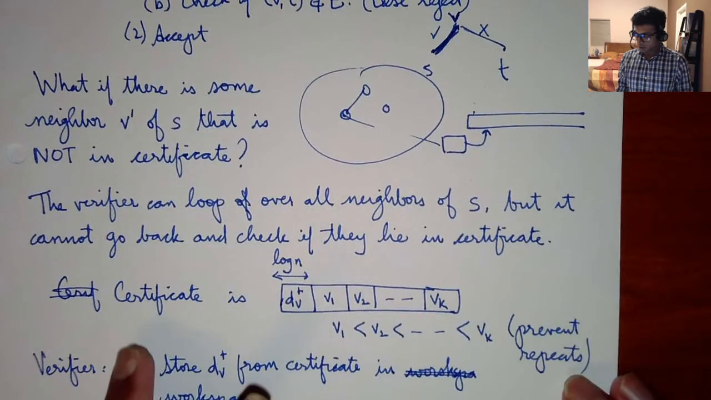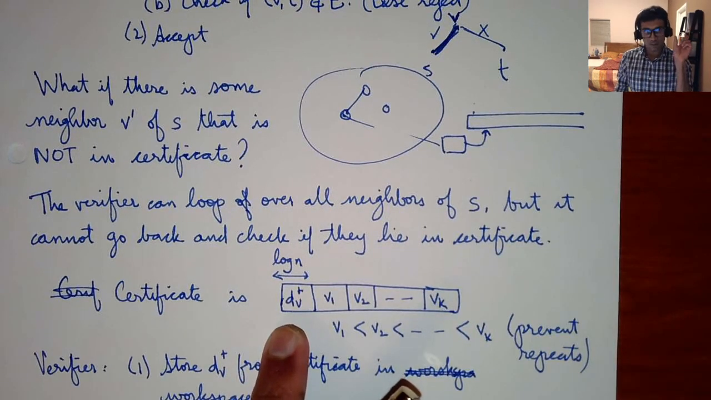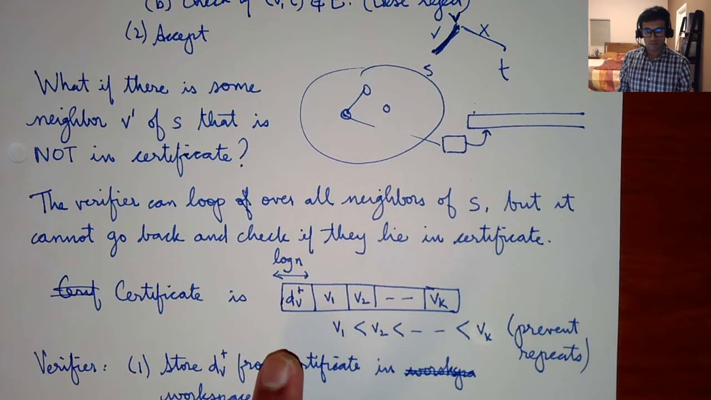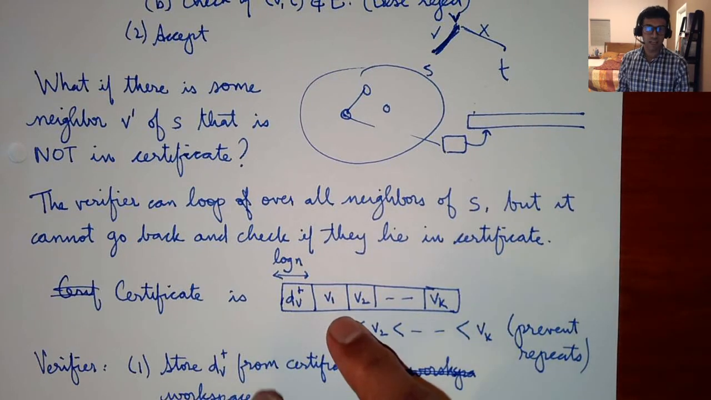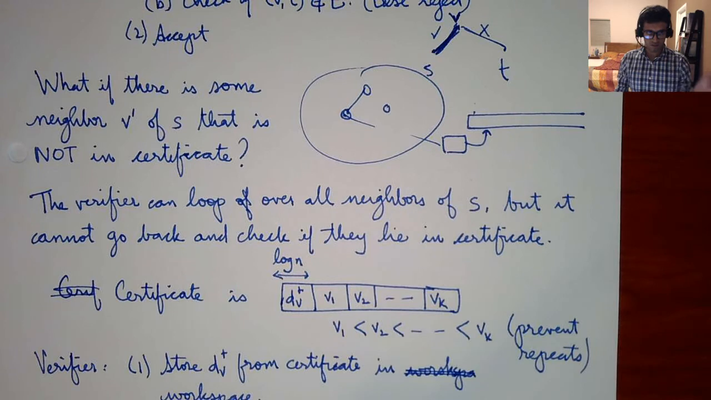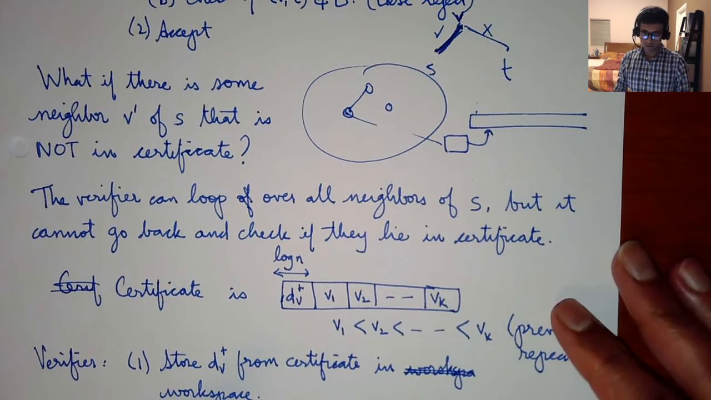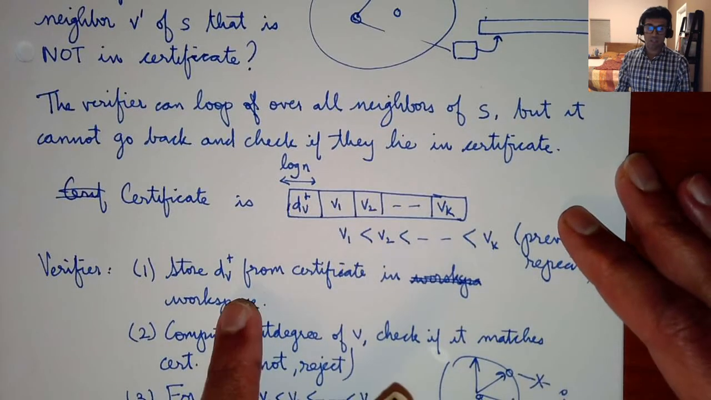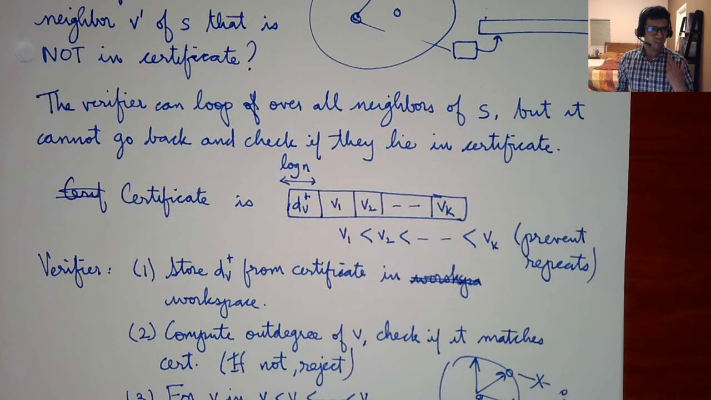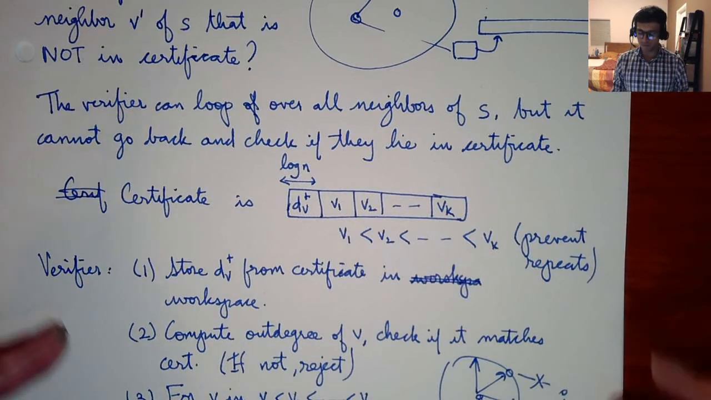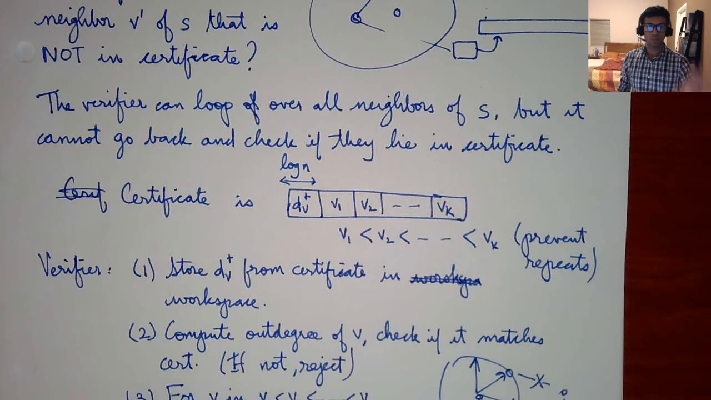So what the certificate is going to do is actually contain the out neighborhood size. And then it has the out neighborhood in increasing order. This is to prevent repeats. Now the verifier has to be able to check if the certificate is accurate, so that it's not fooled by the certificate. So it can store dv plus from the certificate. And you'll see that this is somewhat redundant. The verifier could have actually computed dv plus. But the reason I'm saying this is to show you an inductive substructure.